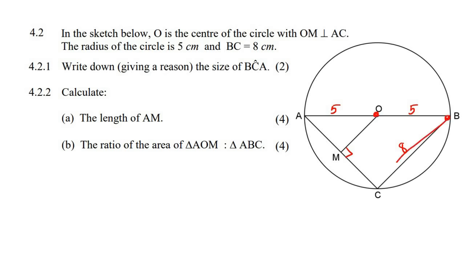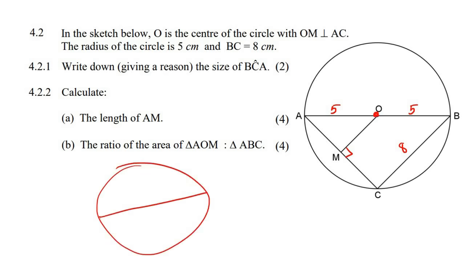So BCA. Well, we know that this line is called a diameter because it goes through the center. If you have a circle with a diameter, if you make any angle on the circumference of the circle, it'll always be 90 degrees. So we can say that angle BCA is 90 degrees, and the reason is called angles in semicircle.